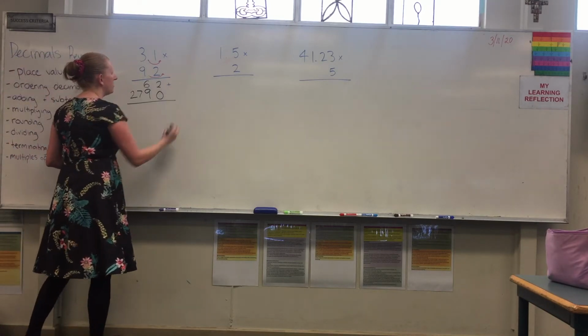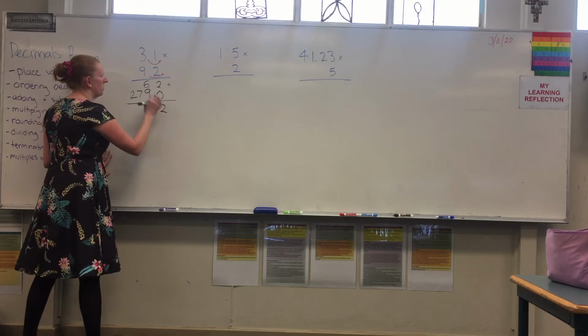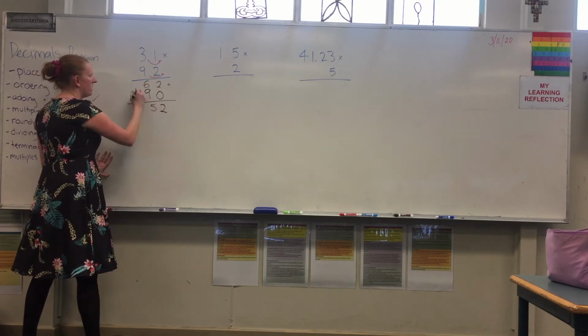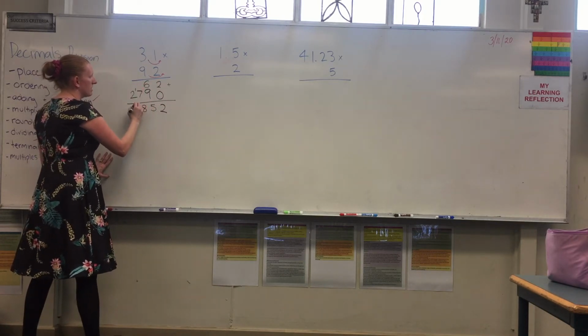Cool. Now I'm going to add them. So 2 plus 0 is 2. 6 plus 9 is 15. 7 plus 1 is 8. Carry the 1.